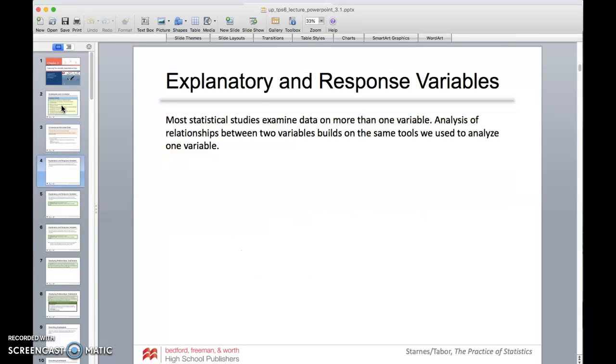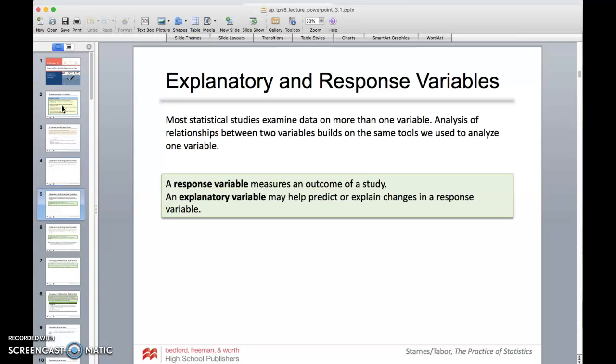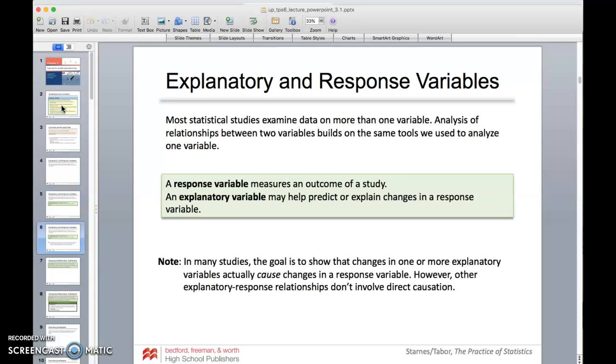Most statistical studies examine one or more variables. A response variable measures an outcome. An explanatory variable may help predict or explain changes in that response variable. In many studies, the goal is to show that changes in one or more explanatory variables actually cause changes in the response variable. However, other explanatory-response relationships don't involve direct causation, so sometimes that can be easier said than done, as we say.